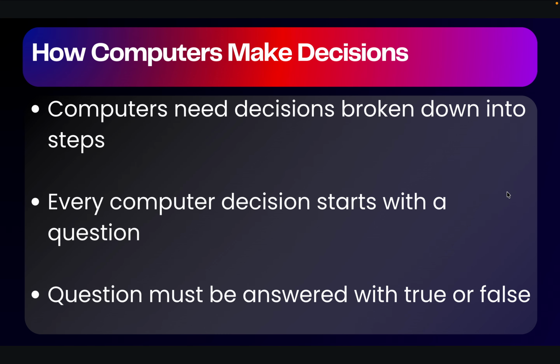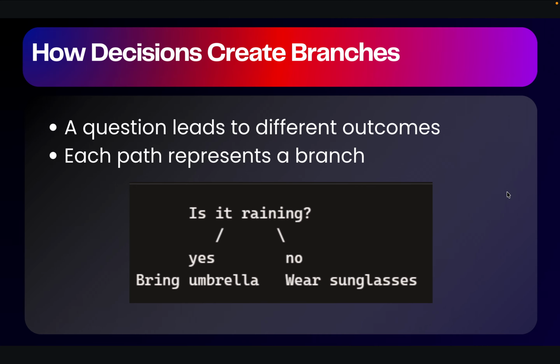Now, when it comes to computers making decisions, they actually have to break it down into steps. So every computer is going to make a decision based off of a question, and that question has to be answered with true or false, or the Boolean values of true and false. So the question would basically lead to different outcomes. For example, when you're working with making a decision, you can create a branch, which is basically a path to one answer or the other, or one outcome or the other.